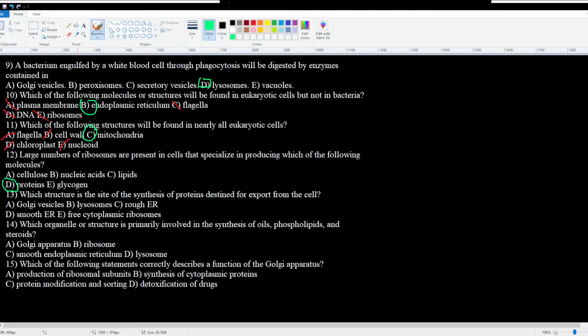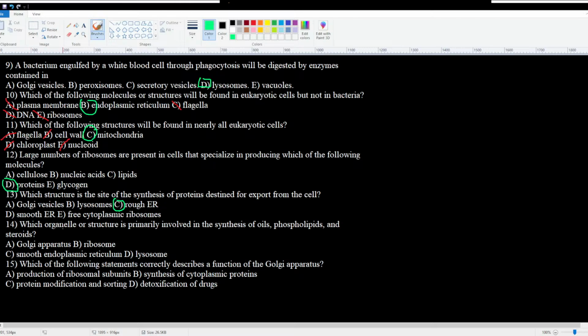So which structure is the site of synthesis of proteins destined for export from the cell? Now here, we're still talking about the synthesis of proteins. So that wouldn't be free cytoplasmic ribosomes because that would be for proteins within the cell. When we're talking about proteins that are destined for export, then we're talking about the rough ER because we're still making proteins, but the proteins are actually going to go through the ER and through the Golgi and then outside. And that's part of what's known as the endomembrane system, which we can go over after these.